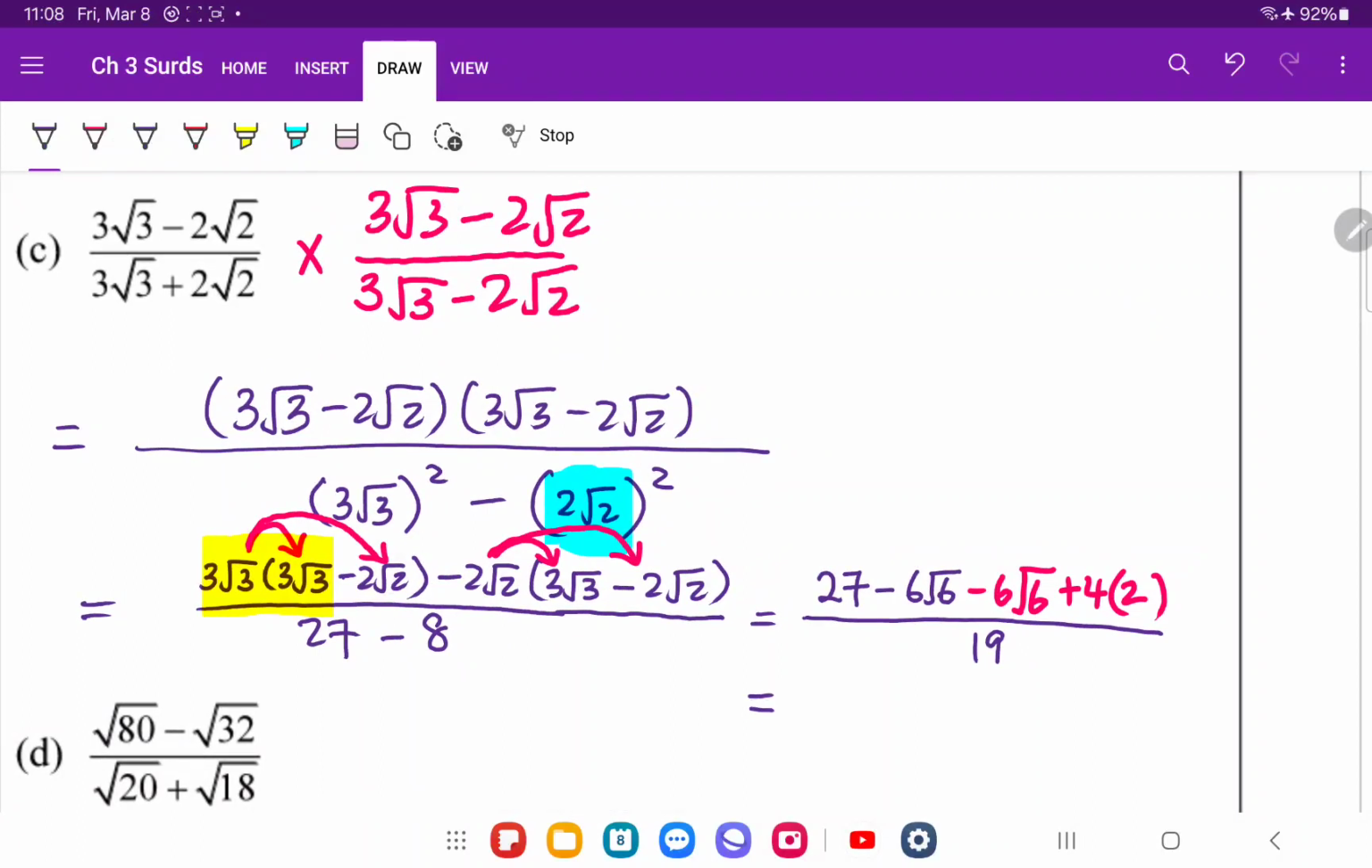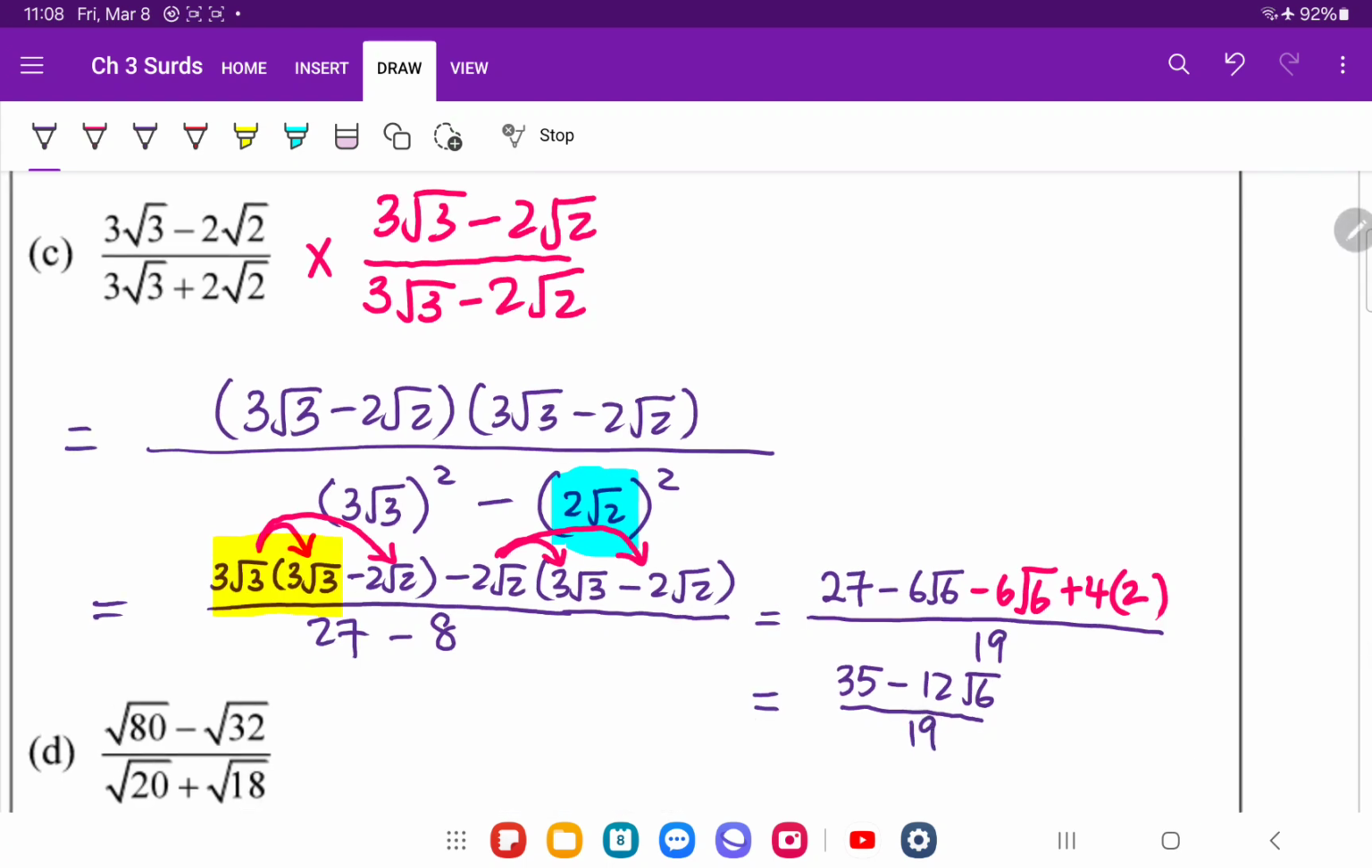Okay, let's simplify this. Now, you can actually group this together. 27 plus 8, you should get a 35. And then the surd, go with the surd. Now please take note, negative 6 minus 6 is a negative 12. Press calculator properly. So minus 12 square root 6. I already can tell, some of you can put a 0 there already. Who put 0 there? Where? Negative 6 minus 6 is not 0. Negative 6 minus 6 is a negative 12.